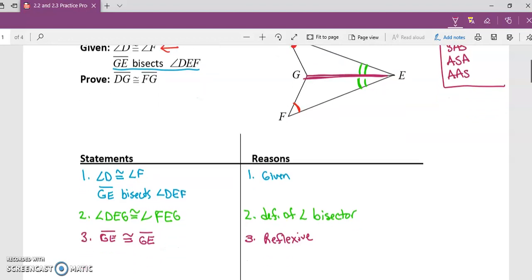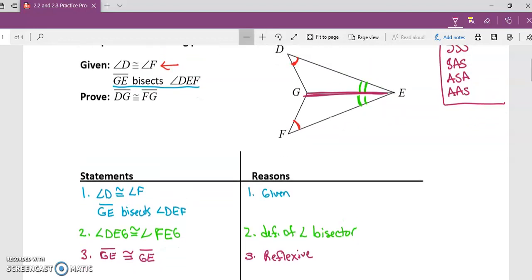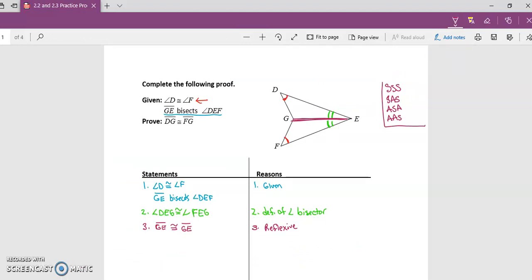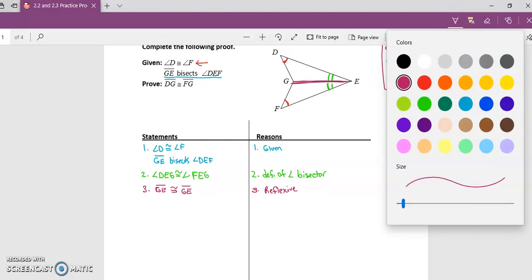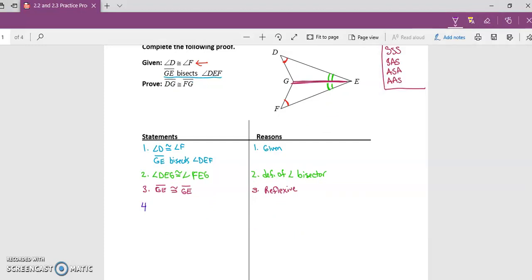So I now know that the two triangles, and I'm going to zoom out a little bit here, the two triangles are congruent. So I can say that triangle DEG, so red angle, green angle over to G, is congruent to, so red angle, green angle over to G, FEG, and my reason is the angle, angle, side postulate.